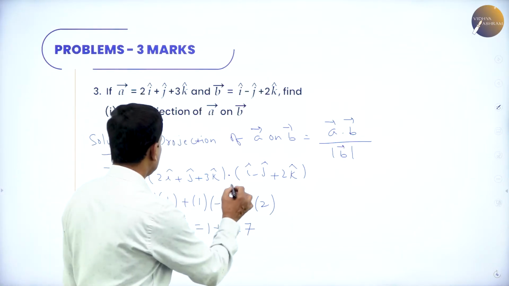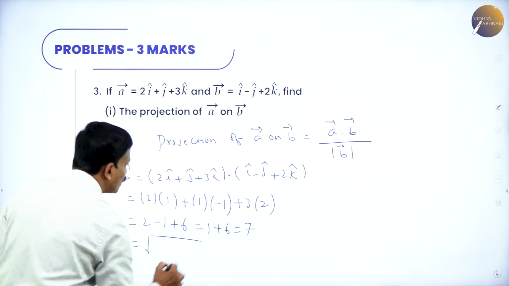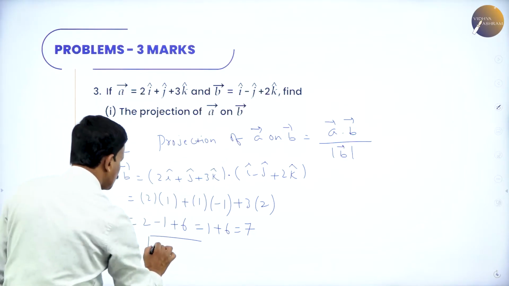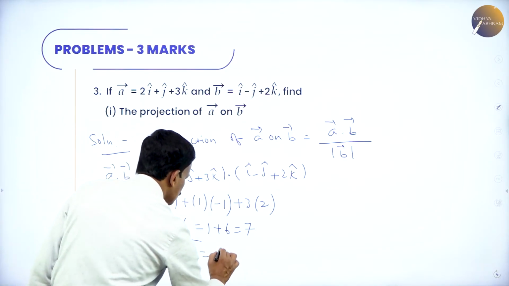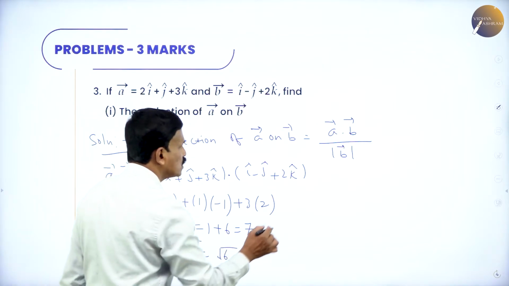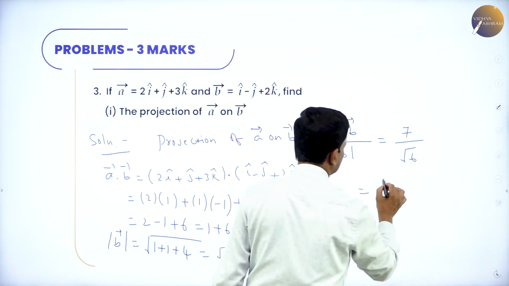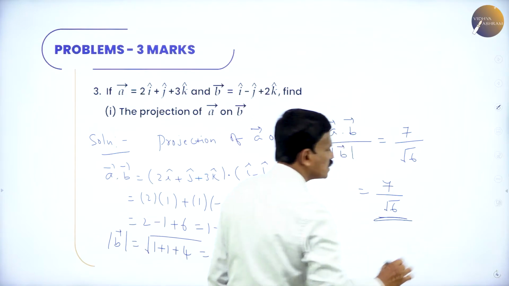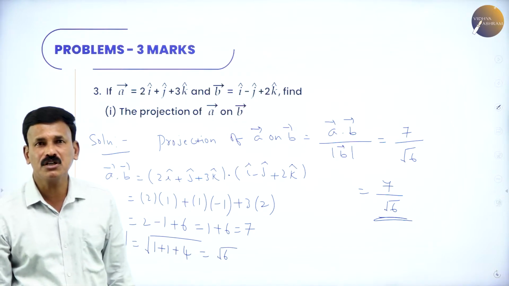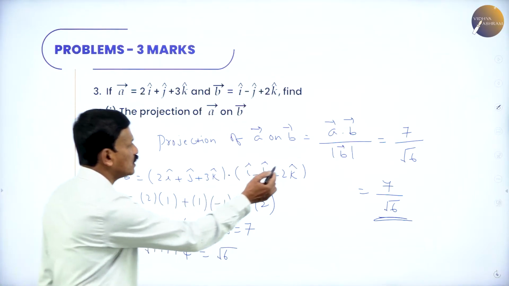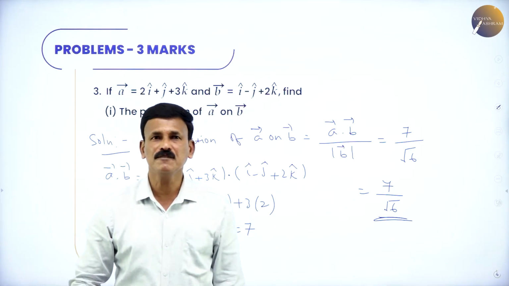Now therefore the projection is A dot B divided by the magnitude of B. Find out the magnitude of vector B. This is 1 square is 1, minus 1 square is 1, plus 2 square is 4. So this is equal to 4 plus 1, 5 plus 1 is equal to 6. The projection of A on B is 7 divided by root 6. See here, the projection of vector A on vector B is A dot B divided by the length of B. A dot B is 7, the length of B is root 6. So the projection is 7 by root 6.